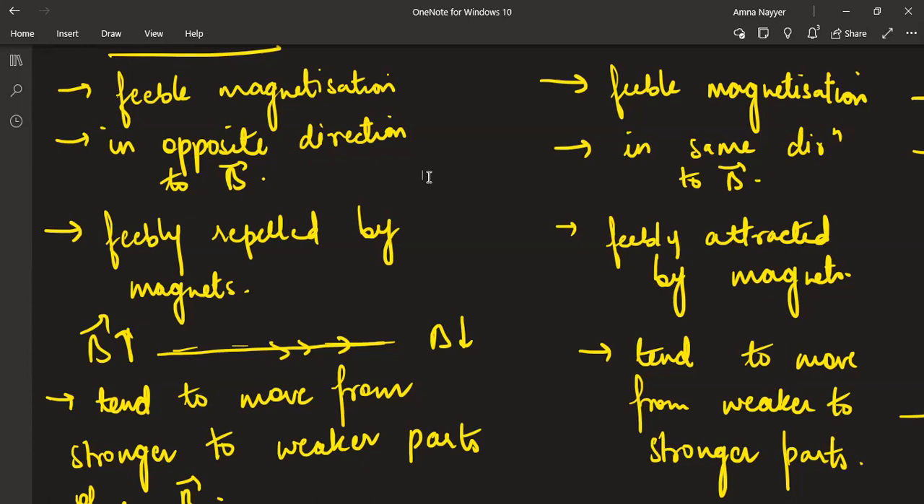Anything else? Temperature, if it comes, then you have to mention temperature dependency in susceptibility. Susceptibility is independent of temperature for diamagnetic substances. And when you talk about paramagnetic substances, it is inversely proportional to temperature. Right, so there's a difference between the materials. Every material makes the property different. Any other thing?